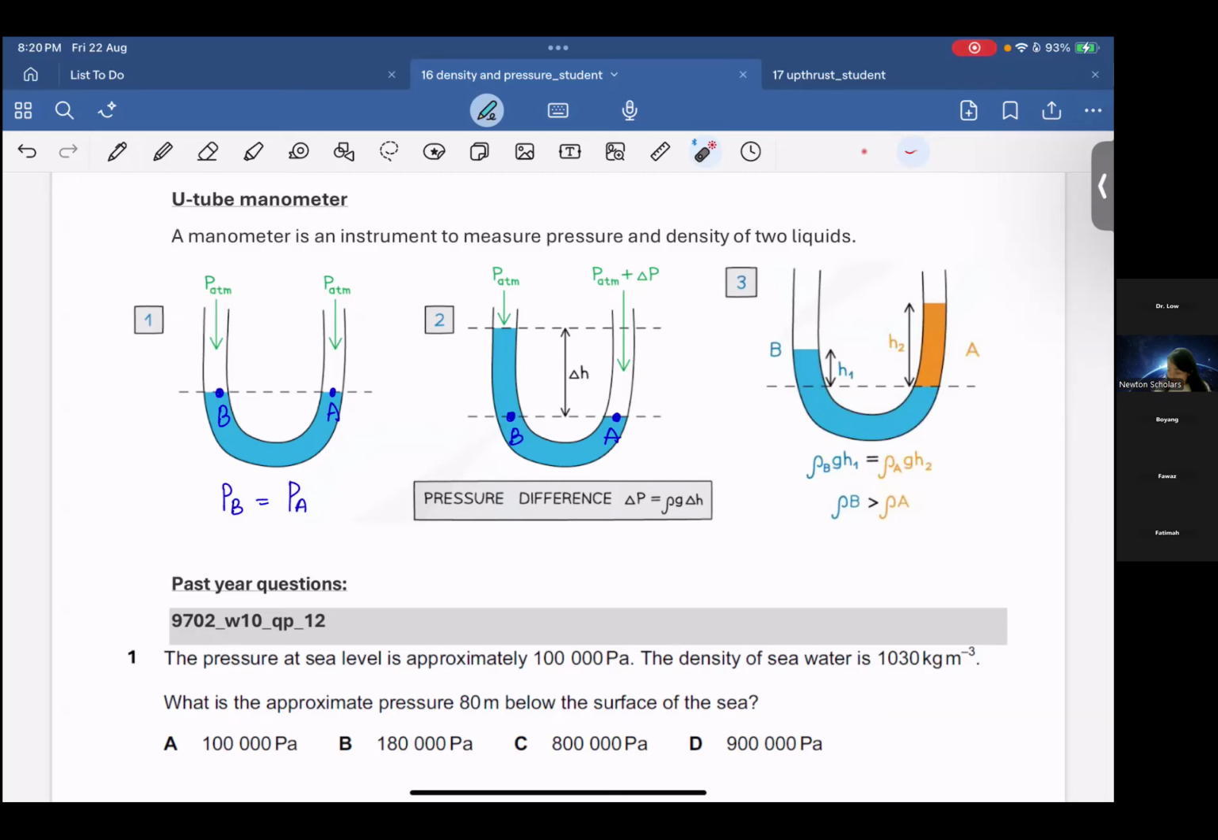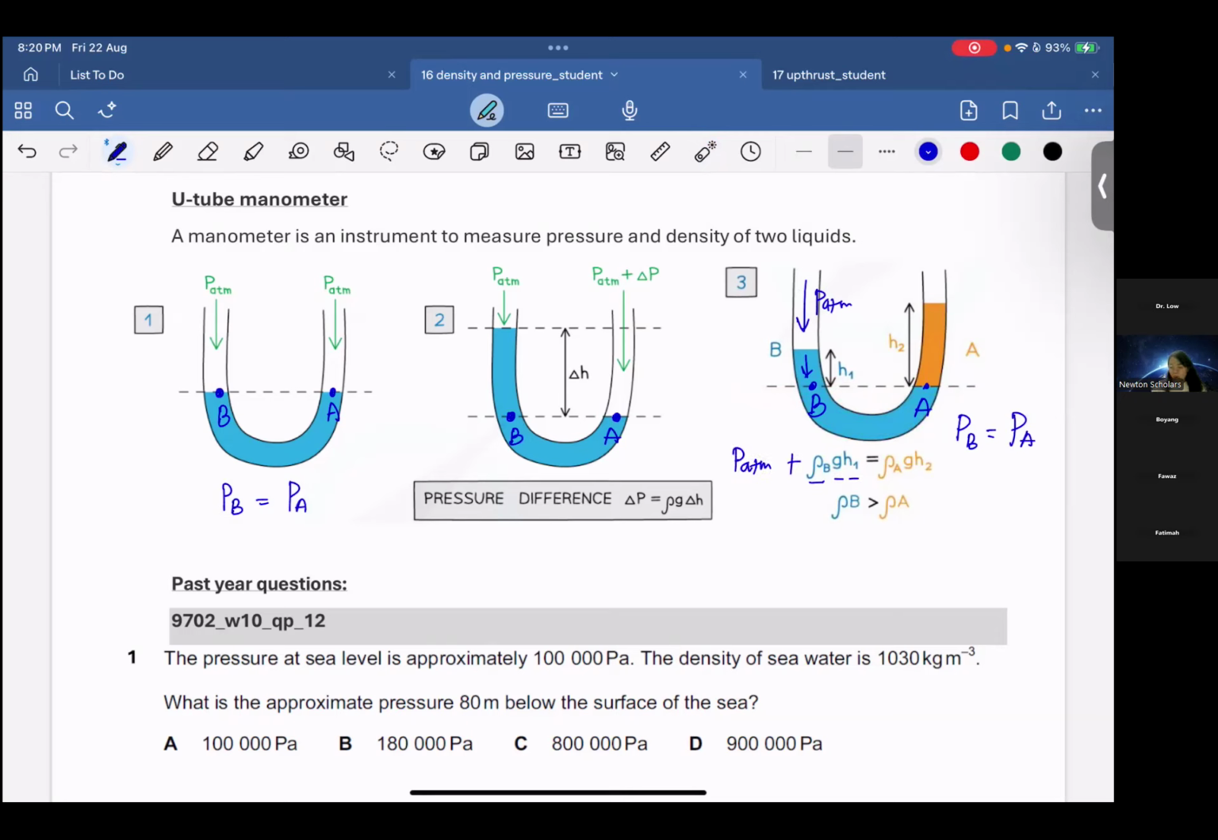Okay, so at here, same thing, same type of liquid. We find the lowest point, then we draw a horizontal line. So that means that here is point B, here is point A. Point B equals point A, their pressure is equal. Okay, so at point B, what do we have? We have atmospheric pressure and the liquid pressure. The liquid pressure is rho GH, and atmospheric pressure.